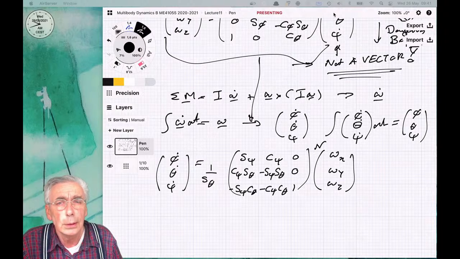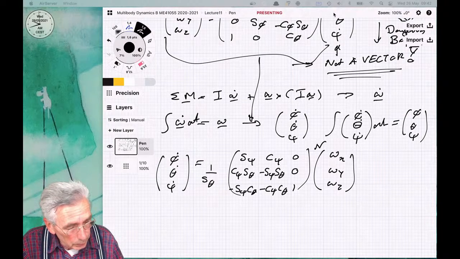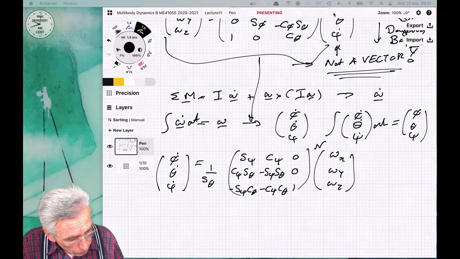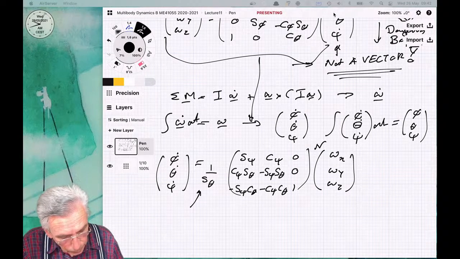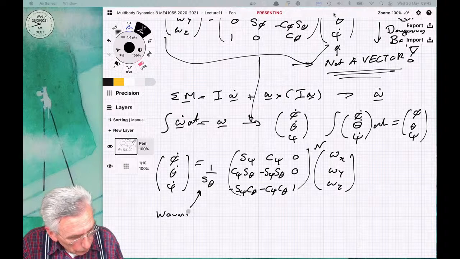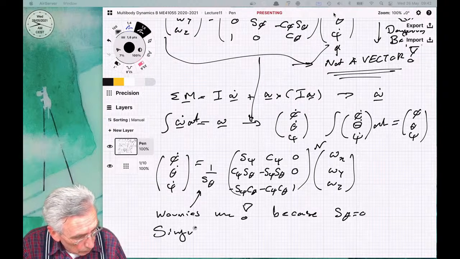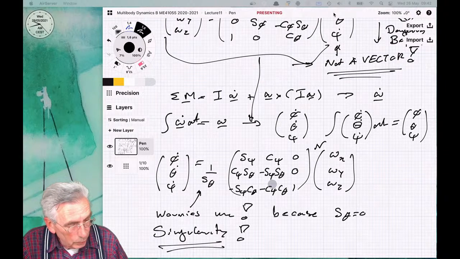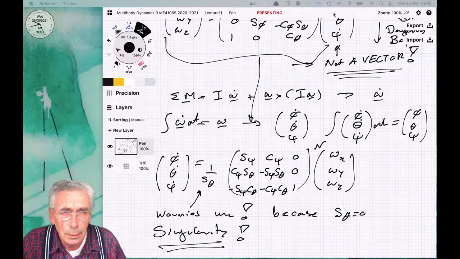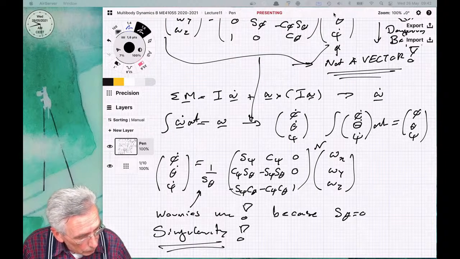However, I'm really worried when I look at this. And why am I worried? Well, because of this. This guy worries me. Because when sine theta is 0, we have a singularity. We cannot solve this. There's no solution. And when is sine theta 0? That's for theta is 0 plus or minus k pi.